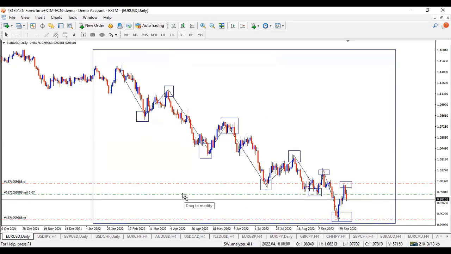And let's just look at a bullish trend and also mark it out the same way we have marked this one out.